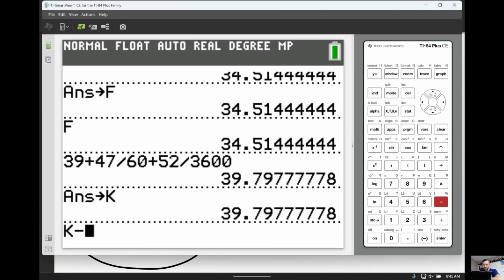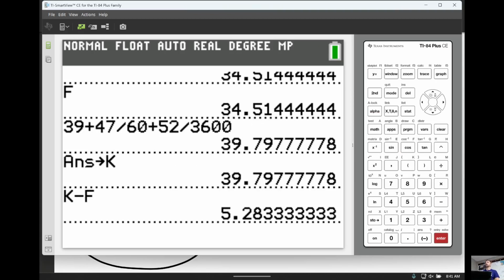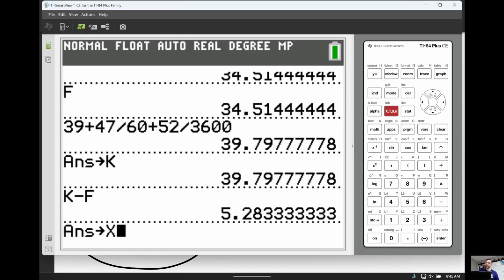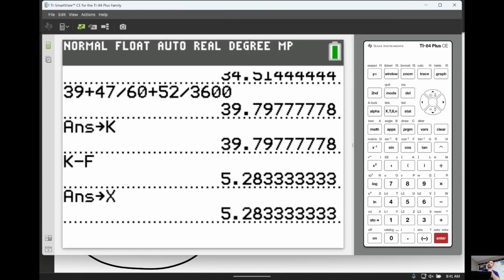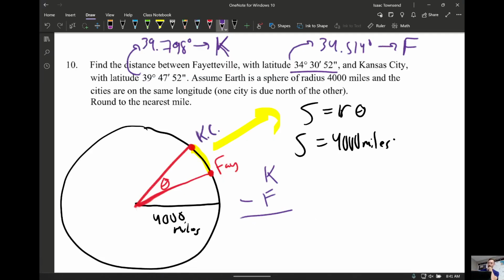Kansas City minus Fayetteville. And again, they're keeping up with the exact amount. So the angle between those is about 5.283. And I'm going to store that angle in for X. Again, I don't want to round anything. About 5.283. I'm going to store that for X.